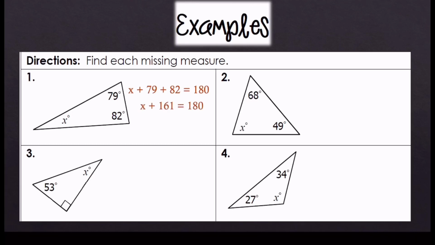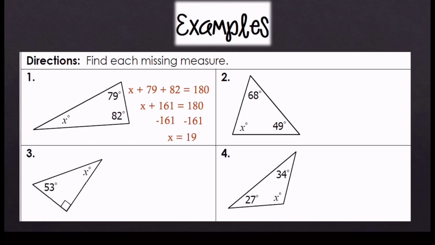I combined my like terms, 79 and 82, to get 161. I subtract 161 from both sides, so that X equals 19. So that is the missing angle, 19 degrees.